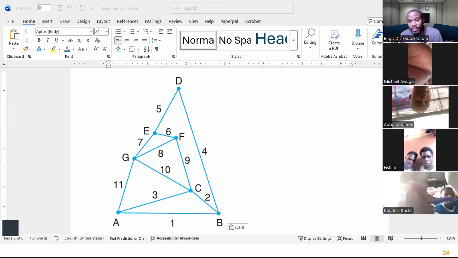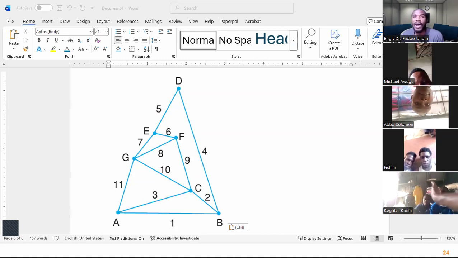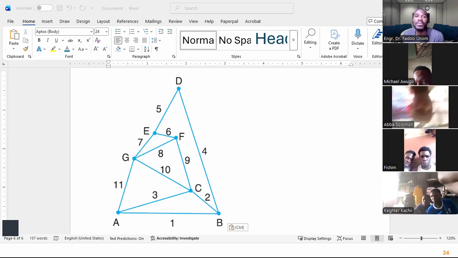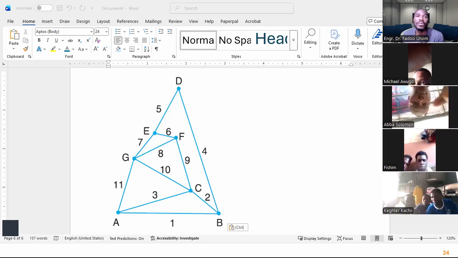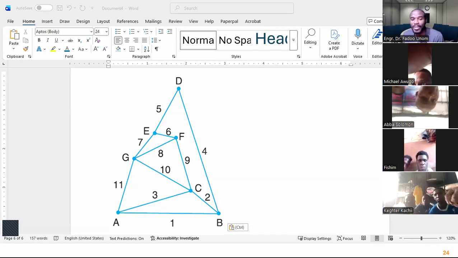There are 11 links. Excellent. Good. Now, how many J's are there? J is binary joints. How many binary joints are in that arrangement? No. One binary joint. No.